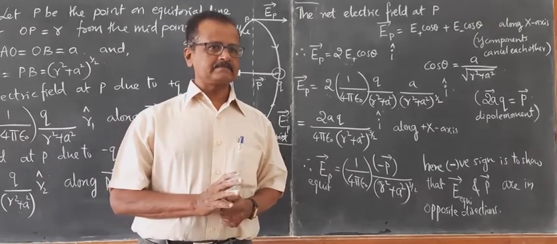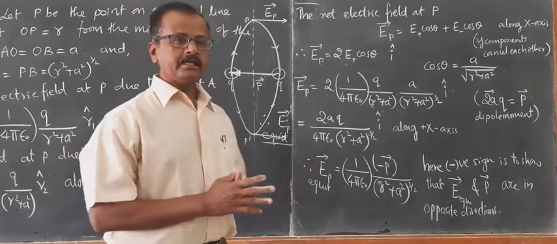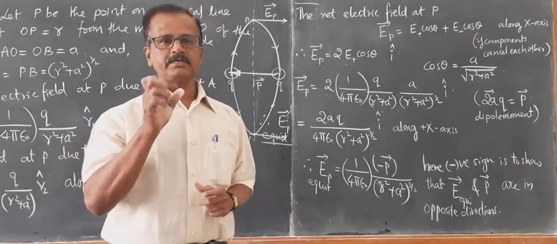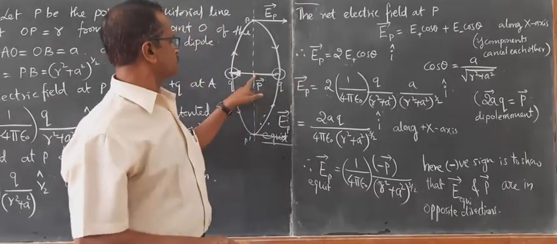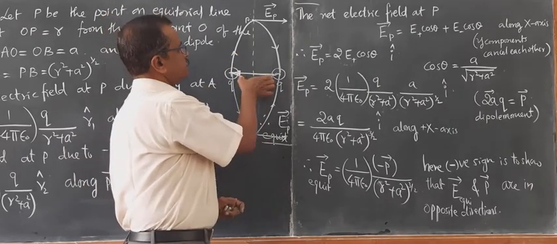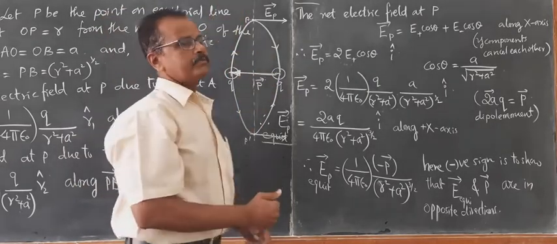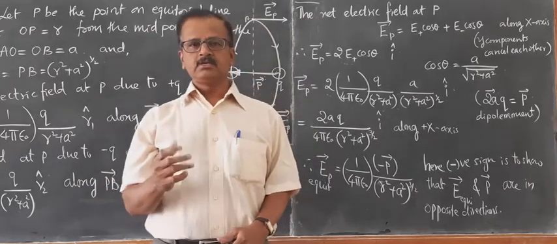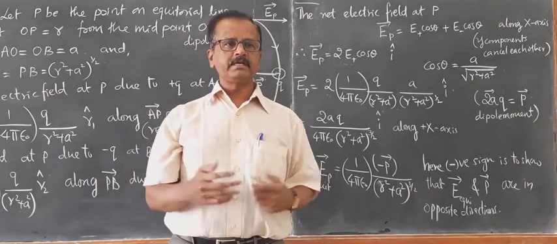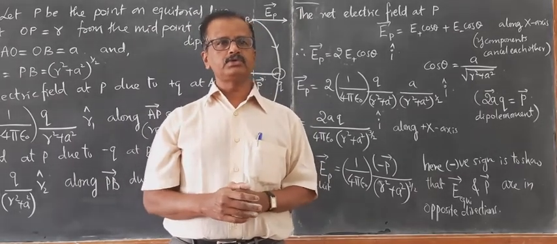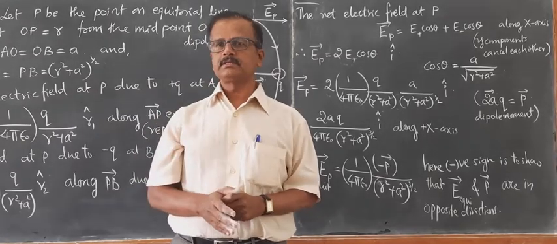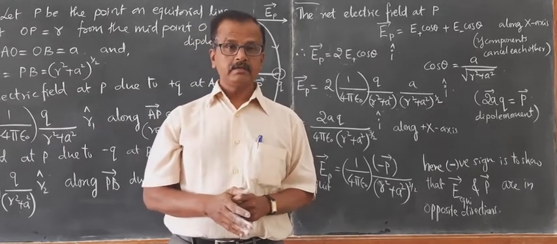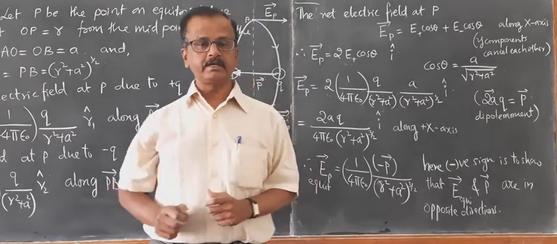Now in case the length of the dipole is very short compared to the distance, then we call such a dipole a short dipole. What is the equation for electric field due to a short dipole along its equatorial line? Let us see that point.